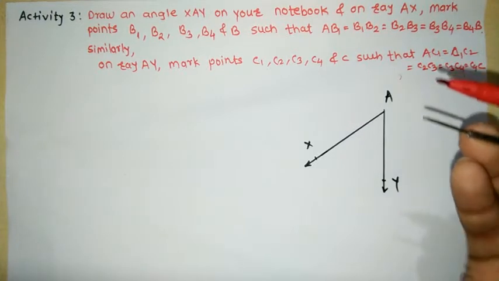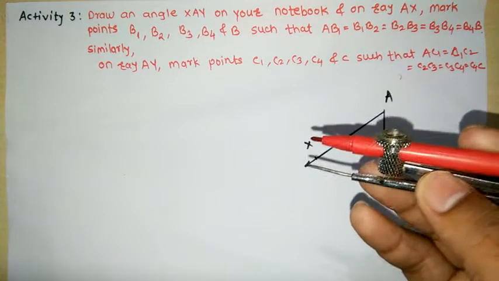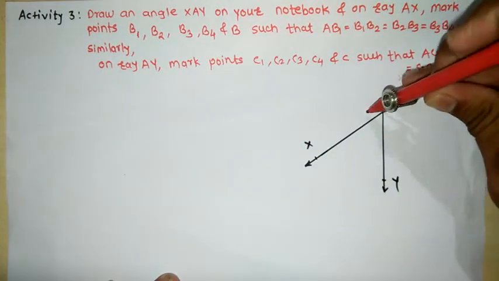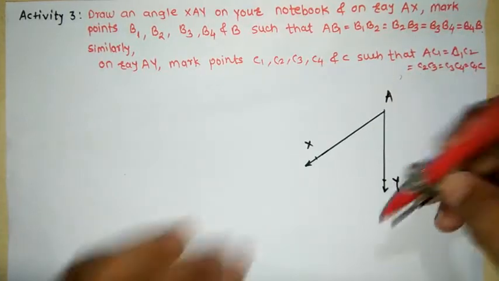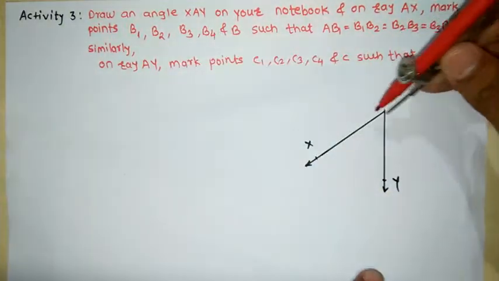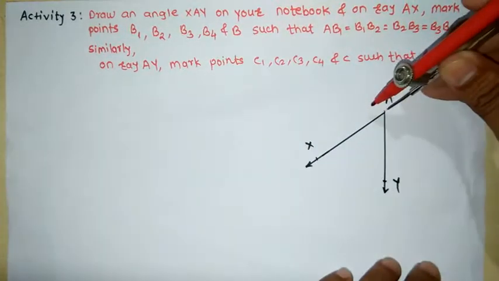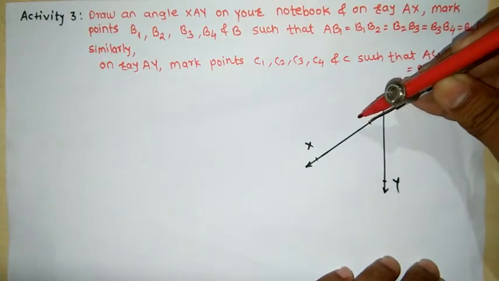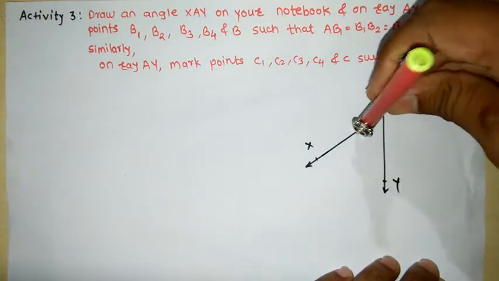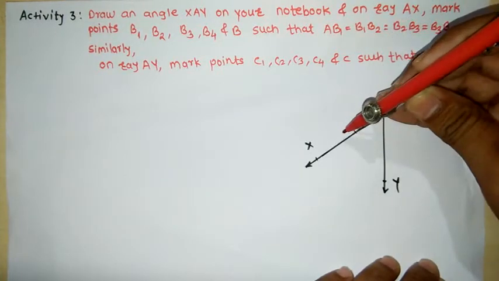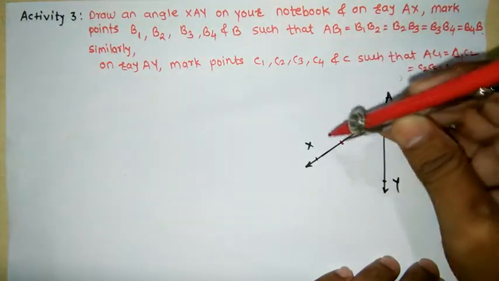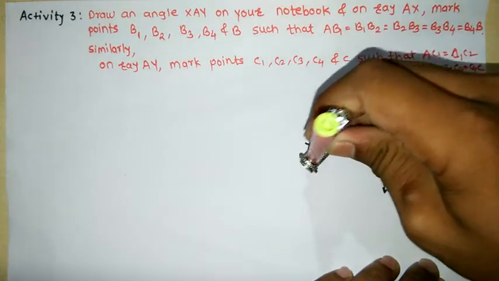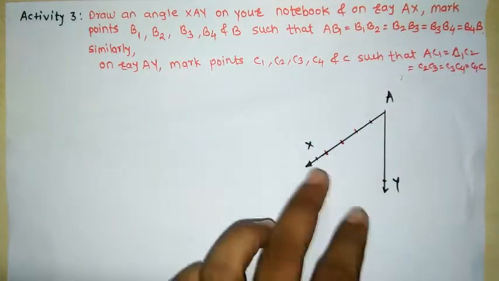Take any distance in the compass, put the compass on the point A and mark the first point here. See here, like this. Take any distance and mark the first point. This is the first point. Don't change the distance and mark the second point, third point, fourth point and fifth point also. I got the fifth point here.